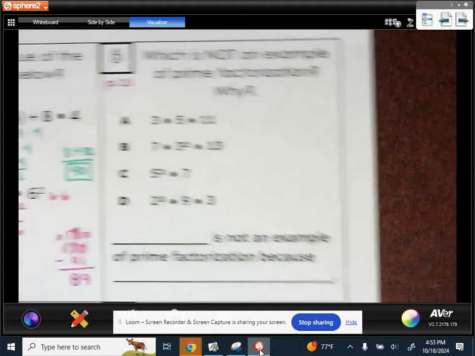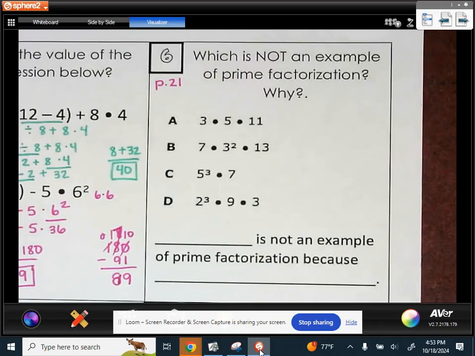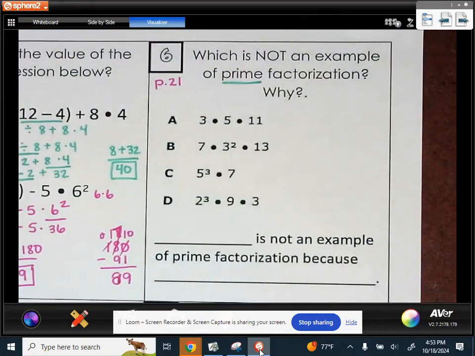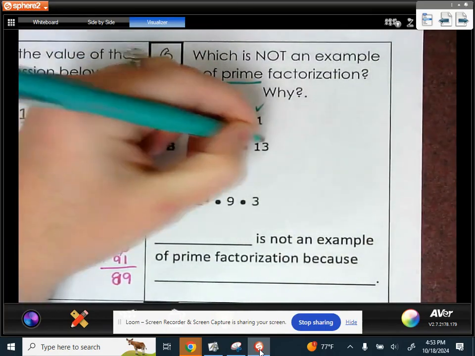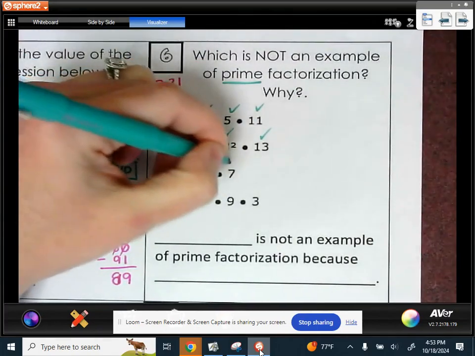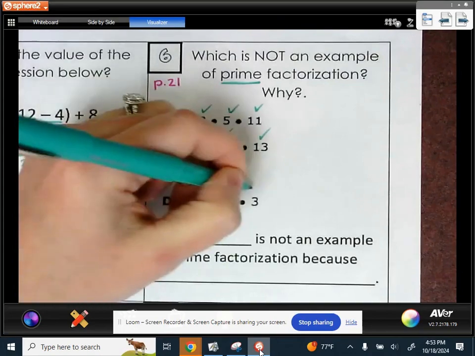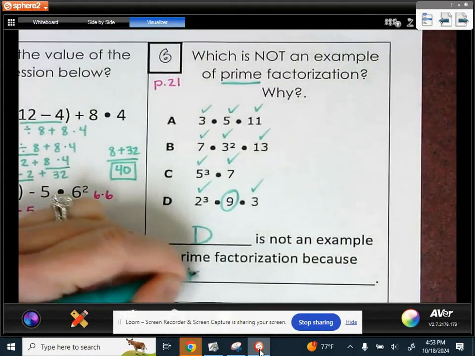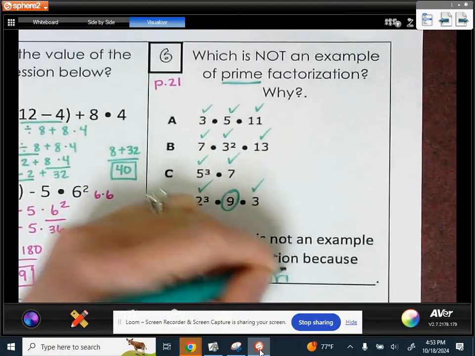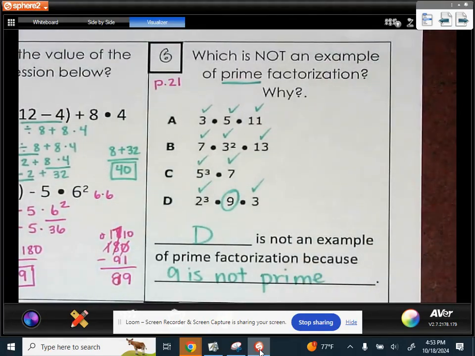Okay, moving on to number 6, which is not an example of prime factorization and why. So it comes down to the name, prime factorization. Prime factorization has to be all prime numbers. 3, 5, and 11 are all prime. 7, 3, and 13 are all prime. 5 and 7 are prime. 2 is prime, 3 is prime, but 9 is not prime. So I would say D is not an example of prime factorization because 9 is not prime. 9 is divisible by 1, 3, and 9. So it has too many factors to be a prime number.